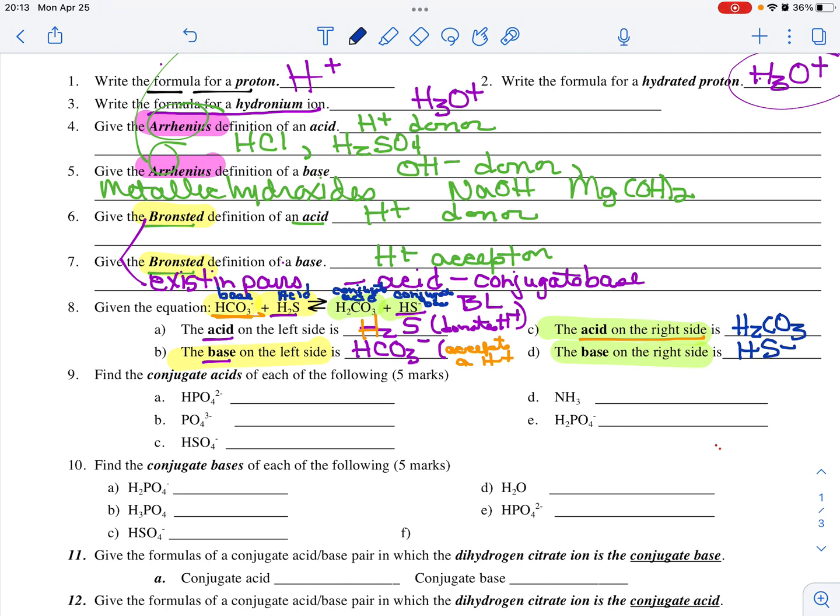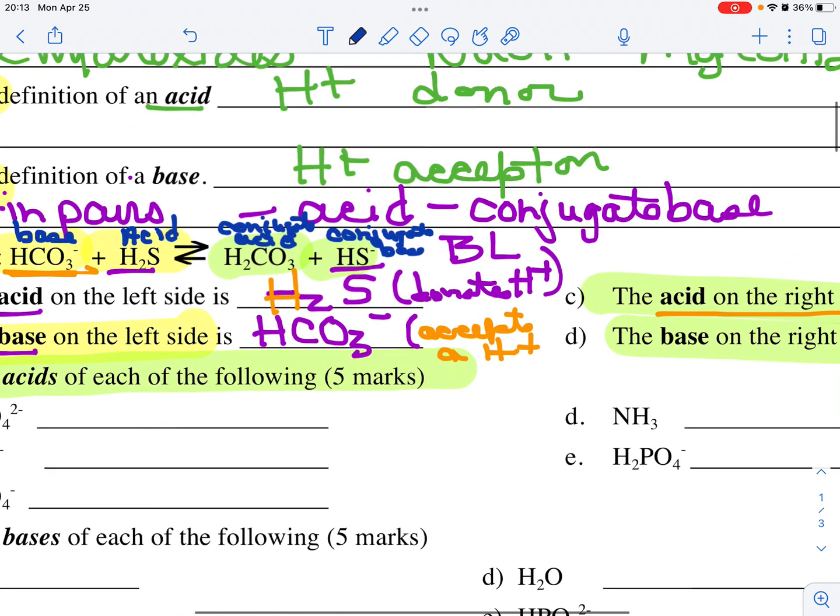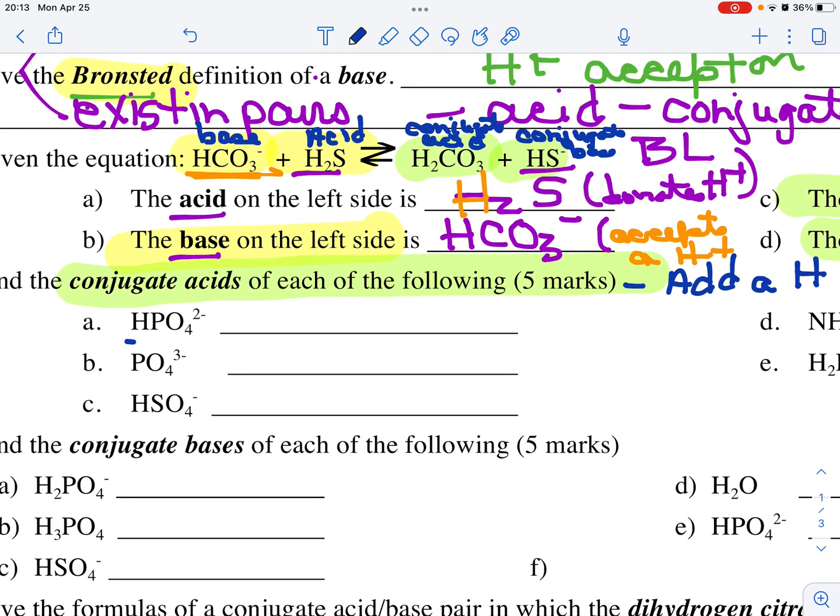Next, we're asked to find the conjugate acids of each of the following that we have right here. I want to make a note that in order to find our conjugate acid, we're going to add one hydrogen. So to the monohydrogen phosphate, we're going to add one hydrogen. And that will now have a 1 minus charge. So that'll be the dihydrogen phosphate ion.